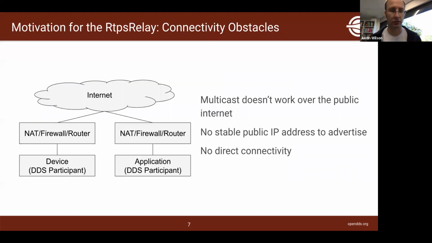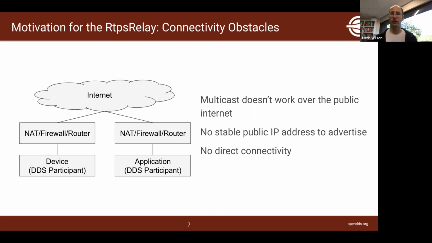So that leads us to some problems immediately. First, multicast doesn't work over the public internet. So there's no way for the device to send an SPDP message to the application using a multicast channel, because it's just not going to work. The second problem is that there's no stable public IP address to advertise. The IP address of the NAT firewall router on both sides can change. And especially given that the application part can be mobile, its public IP address might change during the session. So there's not a stable public IP address to advertise.